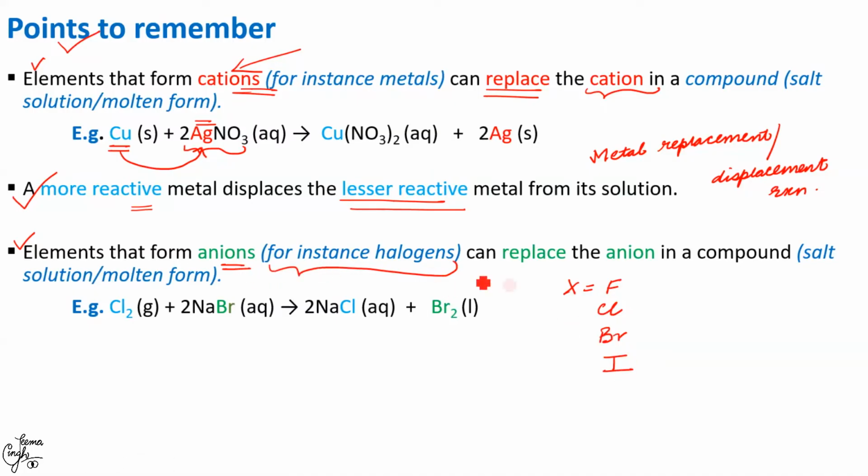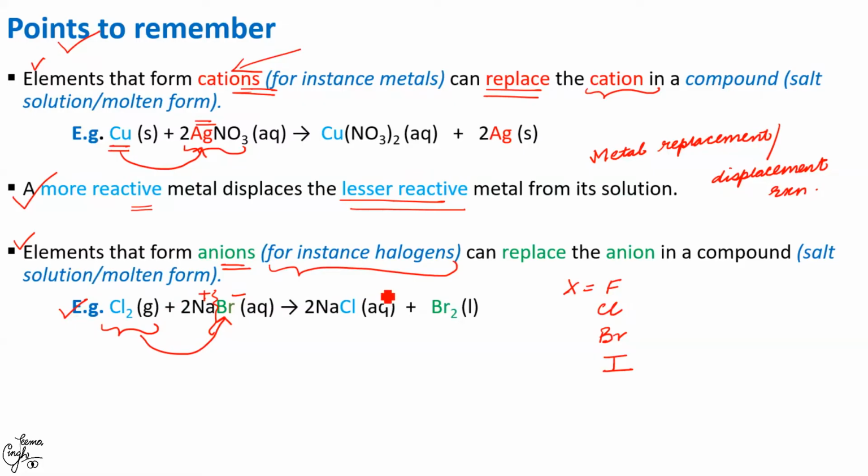Now, anions can replace anions in a compound. For example, you can see here, when chlorine is passed through sodium bromide solution, it is going to displace the anion bromine, not the cation sodium, to give rise to NaCl plus Br2. Well students, this point is currently not in your syllabus, but I did explain it in my video on displacement reaction. In case need be, you can check that out.